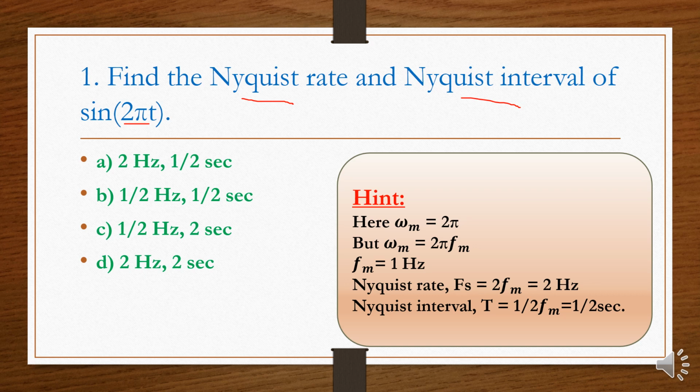Now we have to calculate the Nyquist rate. So Nyquist rate is given by Fs, that is equal to 2 into Fm. That means twice of the maximum frequency. So 2 into 1, 2. So the answer for Nyquist rate is 2 hertz. Then Nyquist interval. Interval means we have to calculate the time. So T is equal to 1 by 2 Fm, that means 1 by Fs. So that is equal to 1 by 2 second. So the answer is option A.